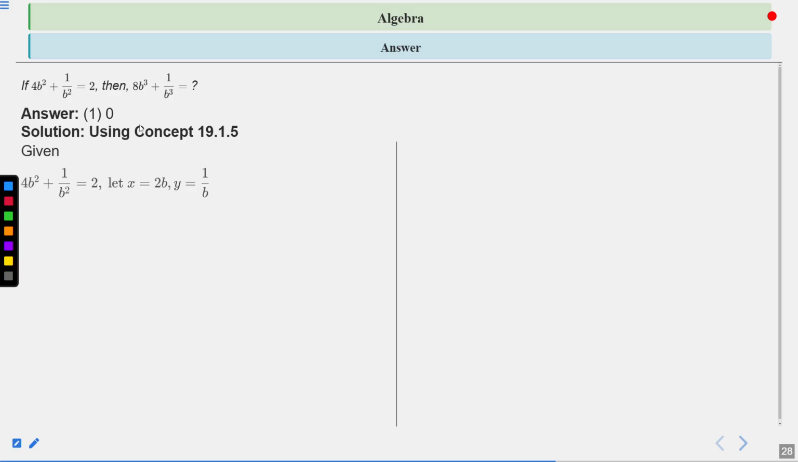Given that 4b square plus 1 upon b square equals 2. We can let 2b be x and y be equal to 1 upon b. So we can say that (2b) square plus (1 upon b) whole square is equal to 2. Now when we simplify it, what do we get? We get 4b square plus 1 upon b square plus 2 times 2b into 1 upon b, which is equal to 2 plus 4. Under the bracket (x plus y) whole square, the formula will become x square plus y square plus 2xy.